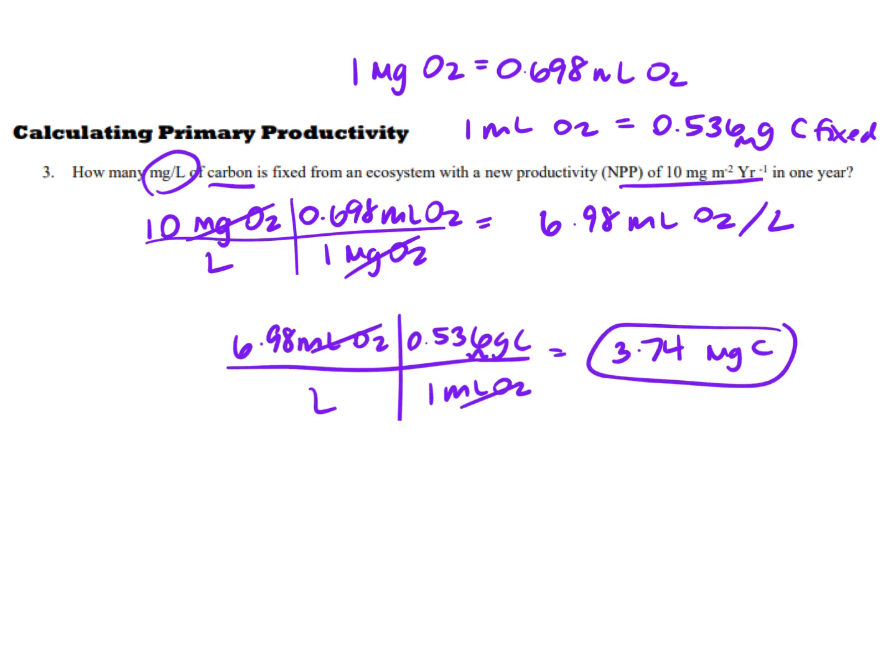So what you're looking at here is, if you measure how much productivity comes out of an ecosystem, you can measure how much oxygen is produced, 10 milligrams. I used a couple of conversions to convert that to how much carbon is produced. And that tells me this is the amount of carbon produced in that ecosystem in that time.